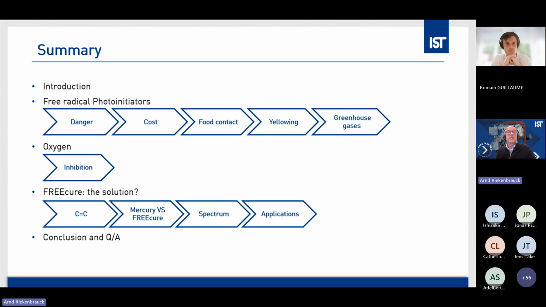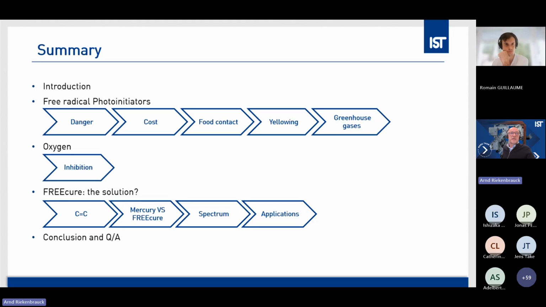So we explain the mechanism and the main challenges. The danger, because some initiators pose health risk, and there have been numerous initiators in the past that have been put on REACH list or that have been banned. The cost, specialized photoinitiators can be expensive. The role in regards to food contact, we have a limited use in food packaging applications. Yellowing causes discoloration, in fact, the appearance, and not at last the production of greenhouse gases due to the complicated production of initiators.